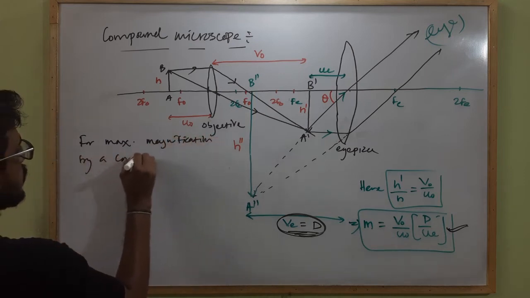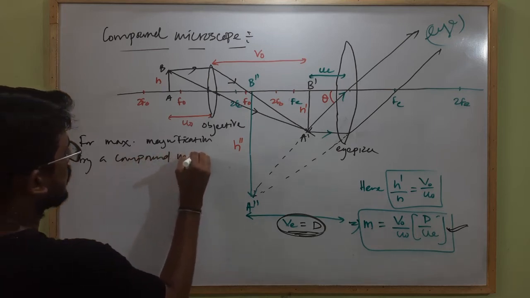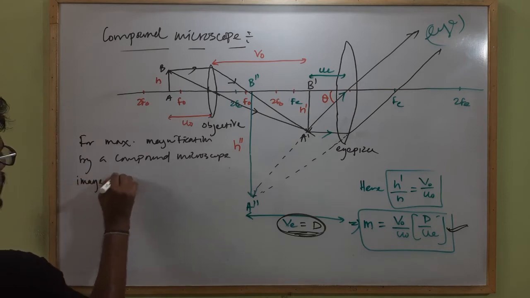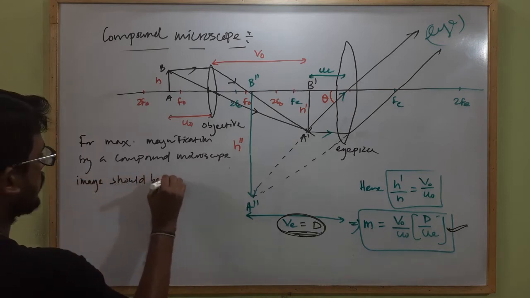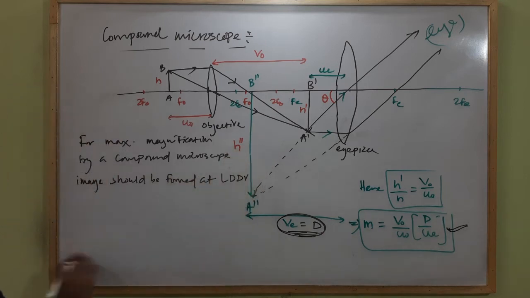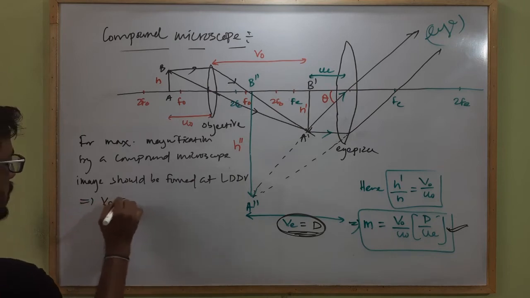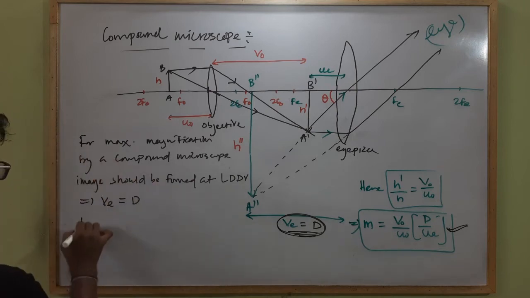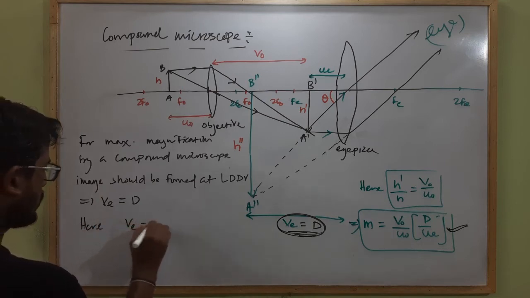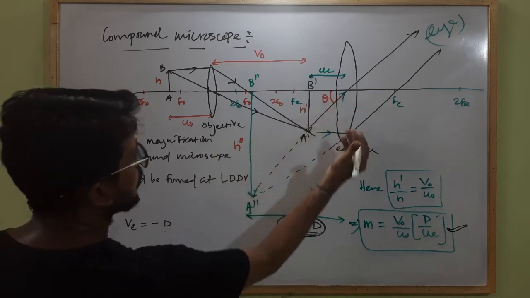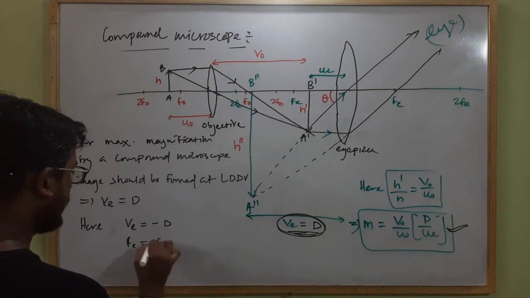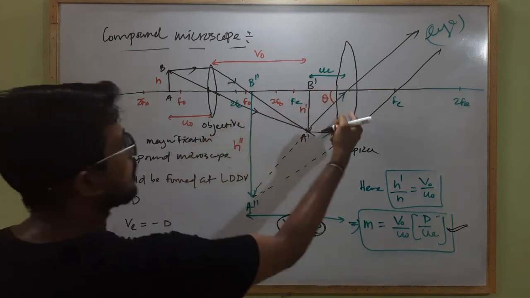So for maximum magnification by a compound microscope, the image should be formed at the least distance of distinct vision. So this implies VE must be equal to D. So here we can write VE equal to how much? Minus D, because it is measured opposite to the direction of the incident ray. FE equal to plus FE, positive, because the focal length of a convex lens is positive.